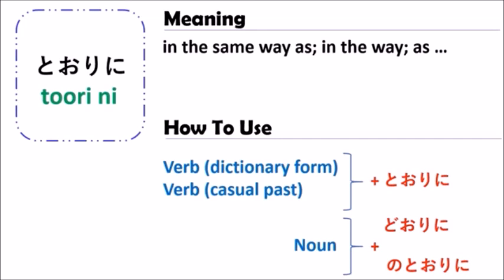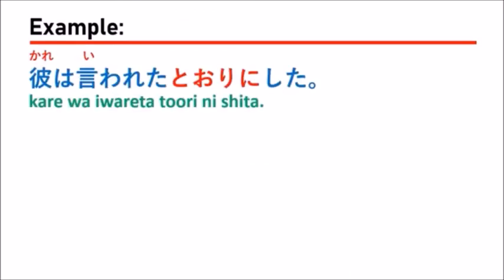Here, our first sentence is 彼は言われた通りにした。Which means he did as he was told. Or he did as they were told, right?